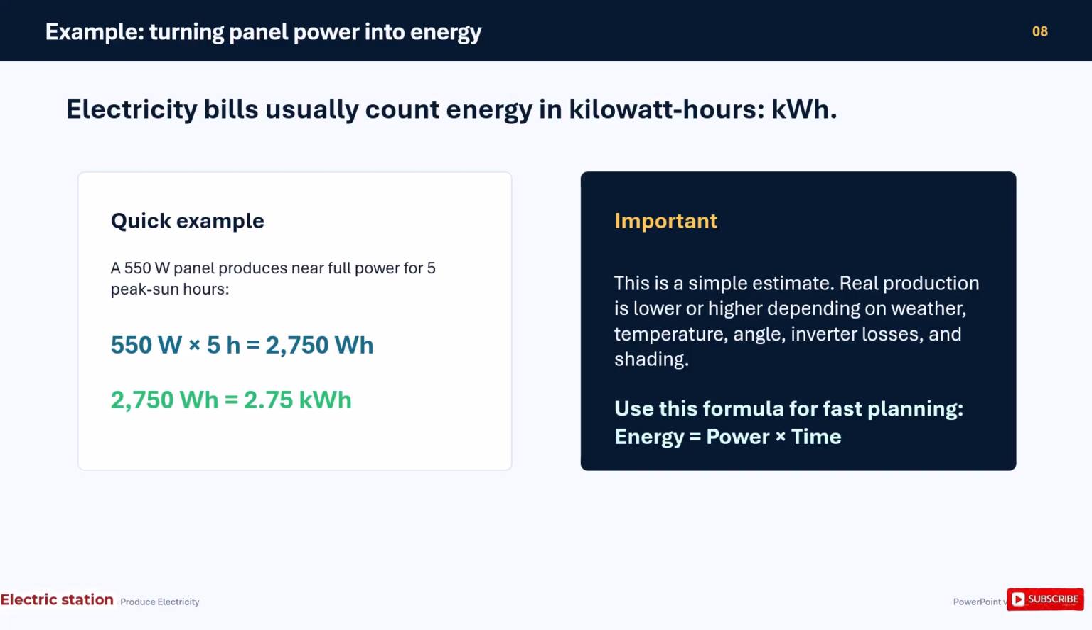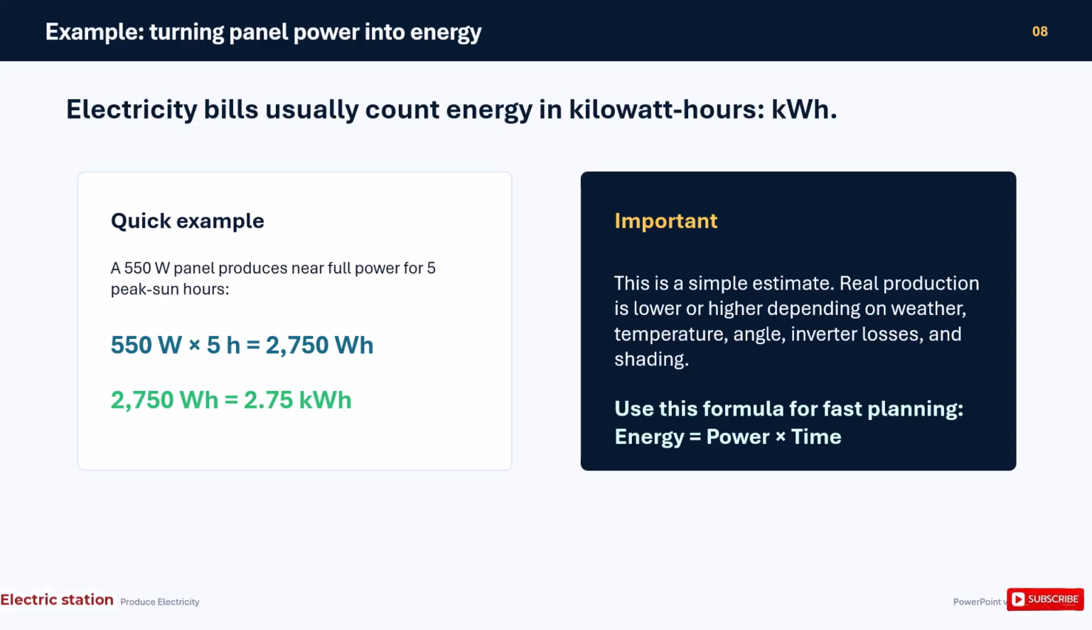But remember, this is only a simple theoretical estimate. Real solar production depends on factors such as weather, temperature, panel angle, shading, dirt, wiring losses, and inverter efficiency. Still, for a quick estimate, remember this formula. Energy equals power multiplied by time.